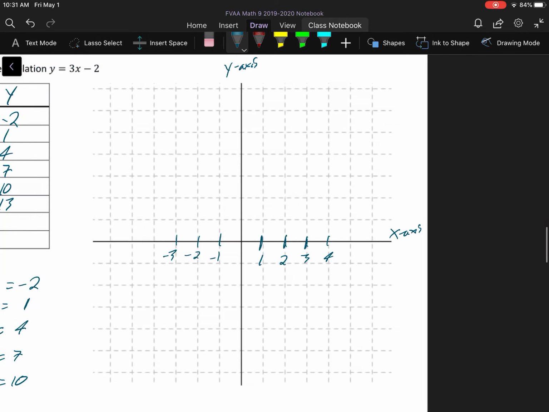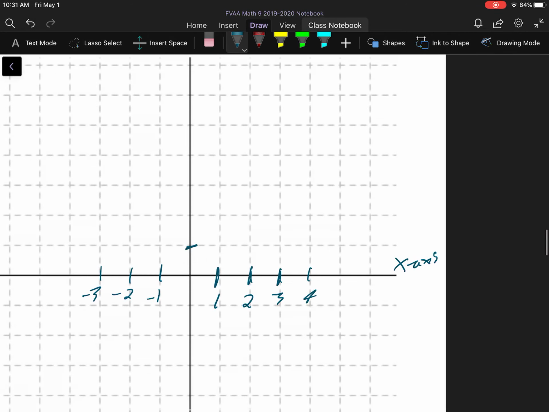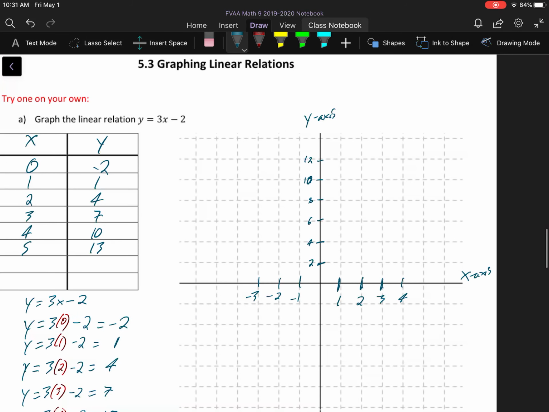So I need to increase my y-axis. So I'm going to go up by 2s. Each of these is going to be 2, 4, 6, 8, 10, 12, and so on and so forth. Okay, those just help me fit all my points there.